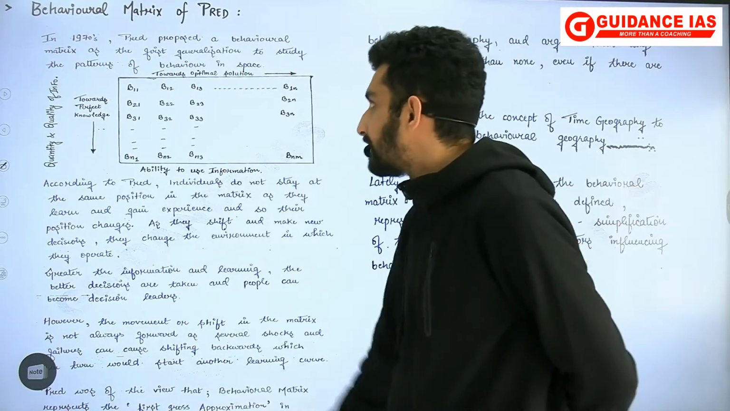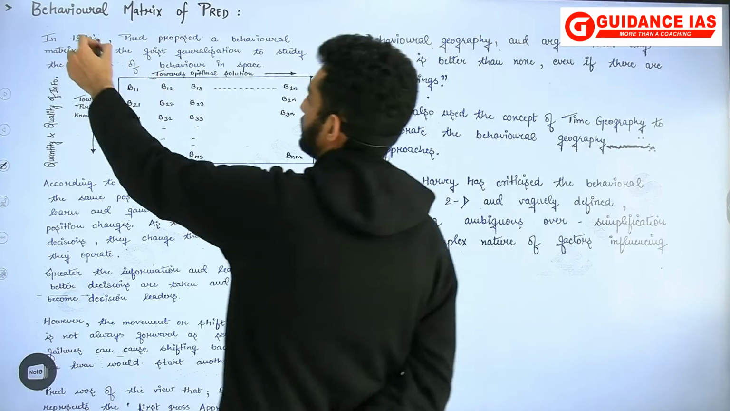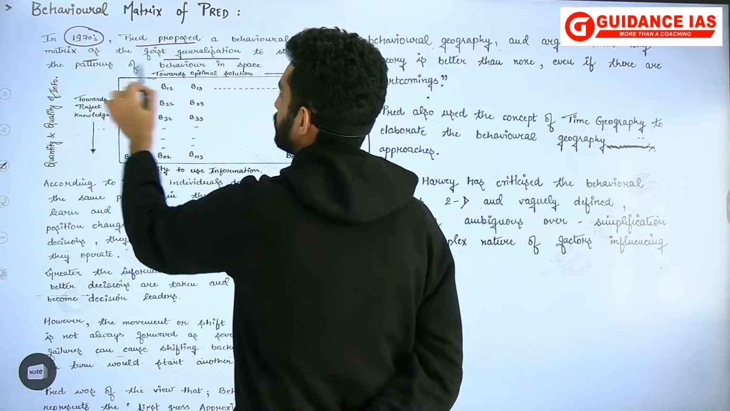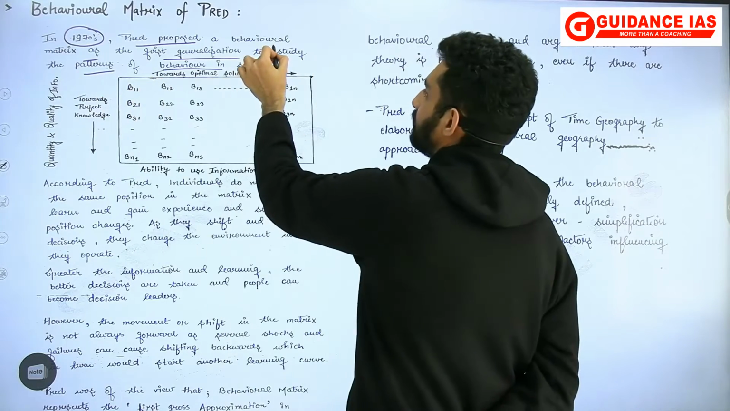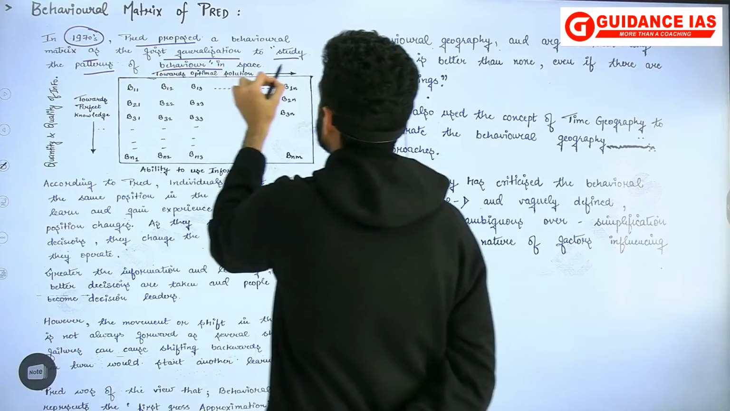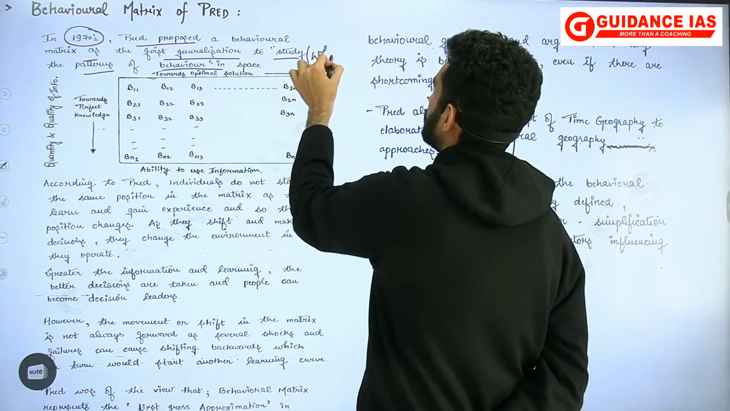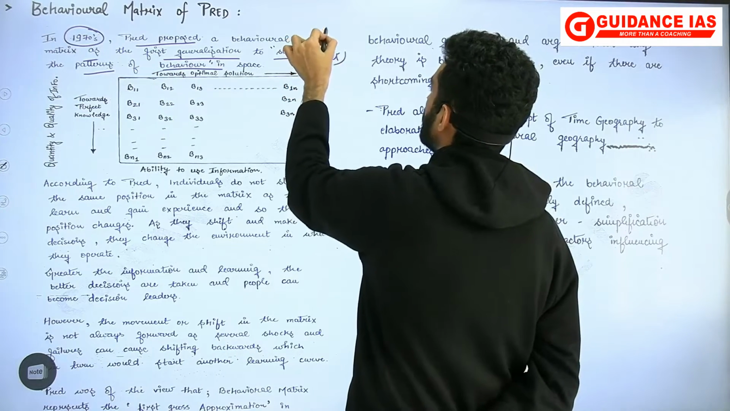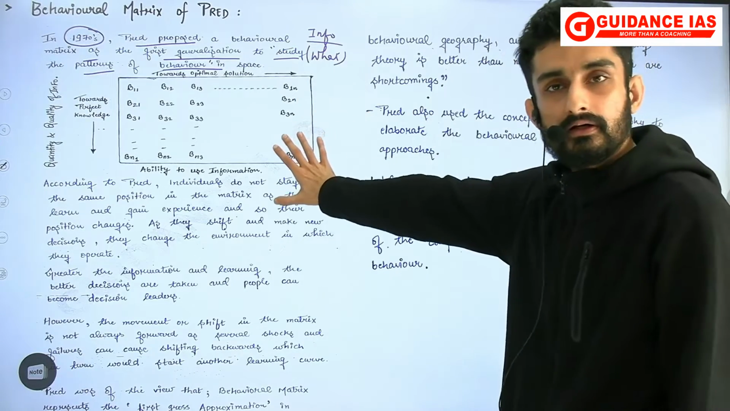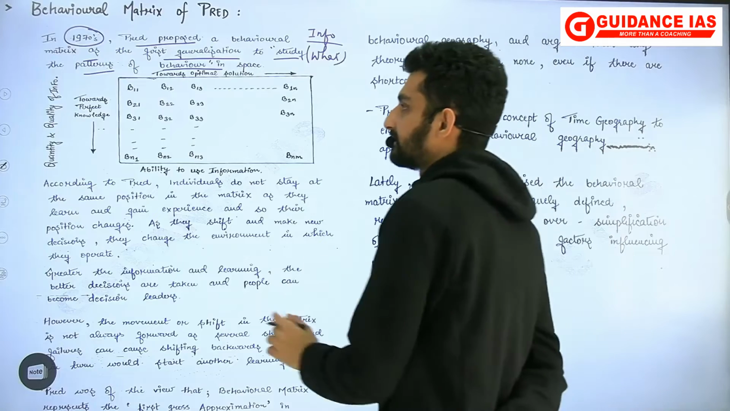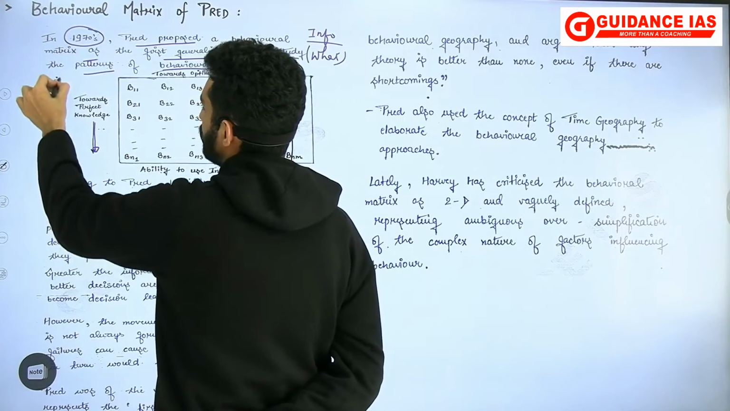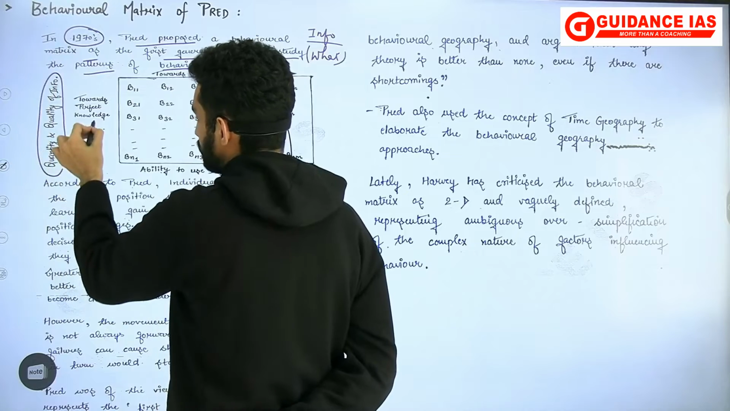So here, what Pred did was, in the 1970s Pred proposed a behavioral matrix as the first generalization to study the patterns of behavior. Again, what it has written: study of the patterns of behavior, or to get the info regarding the behavior. I hope it is clear. So here he drew the behavioral matrix. What it says is that if you are going downwards, the quantity and quality of information is increasing on the downward side.